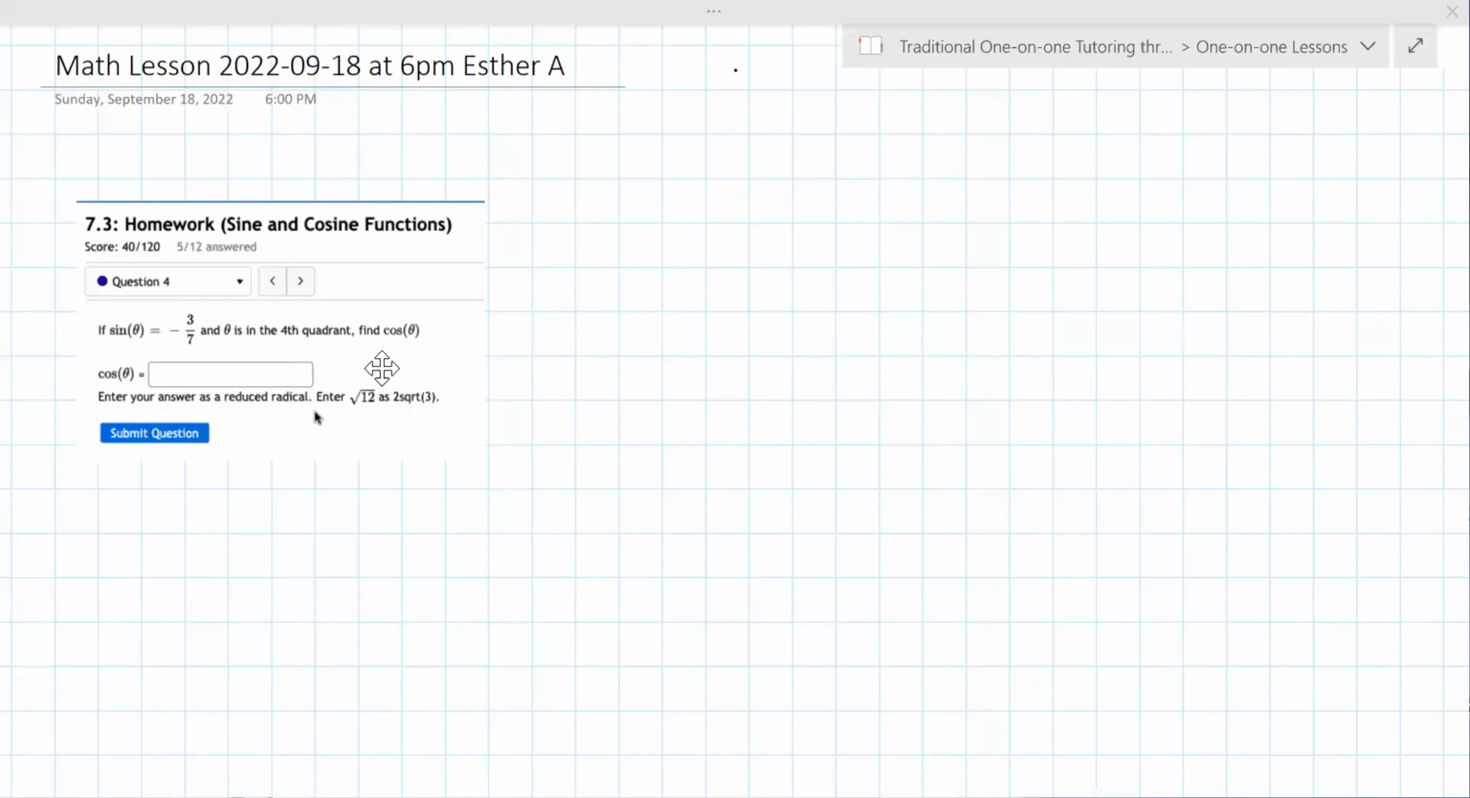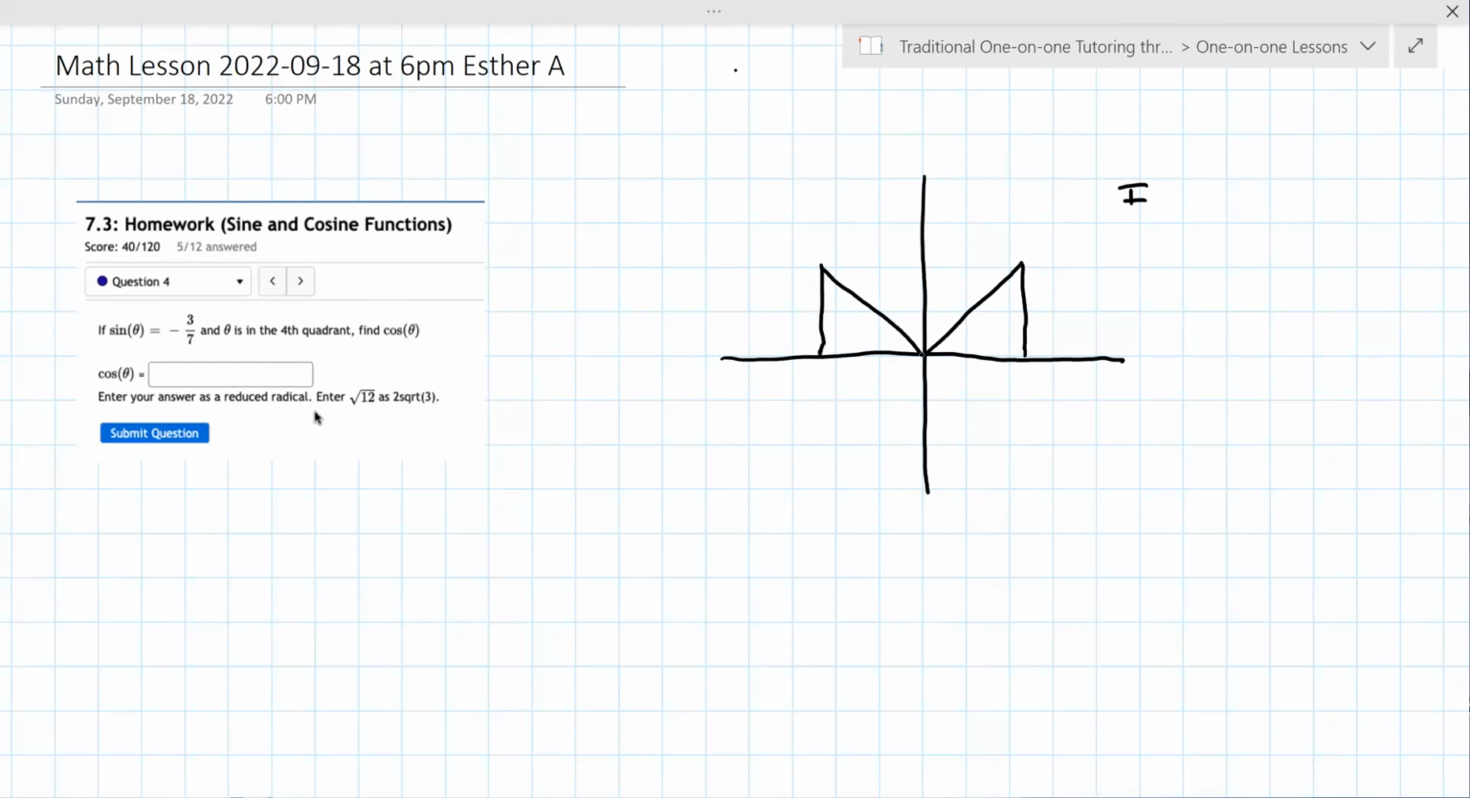Okay, so it says if sine theta equals -3/7 and theta is in the fourth quadrant, find the cosine of theta. So the first thing that I usually show students when they're working on problems like this, there are 4 reference triangles. There's this reference triangle in the first quadrant, there's this reference triangle in the second, and so on in the third and the fourth. And it kind of looks like a bow tie to me.